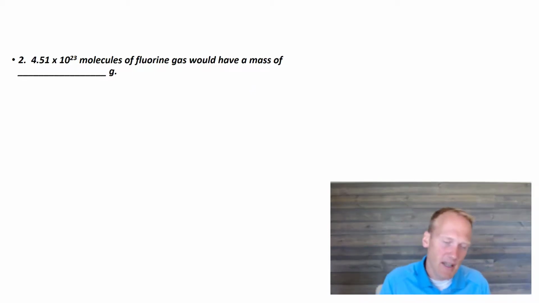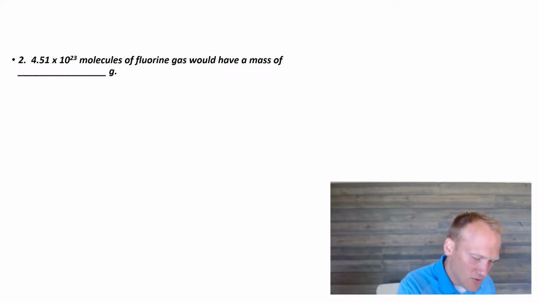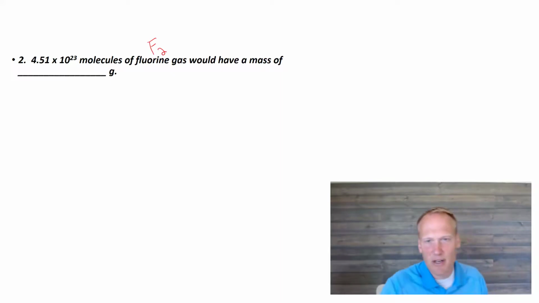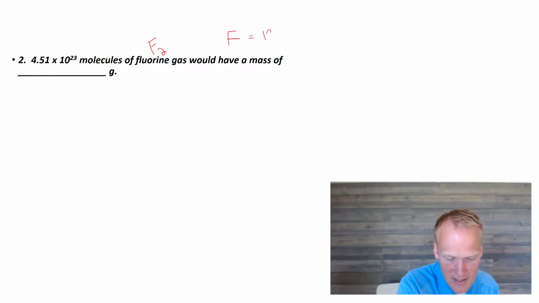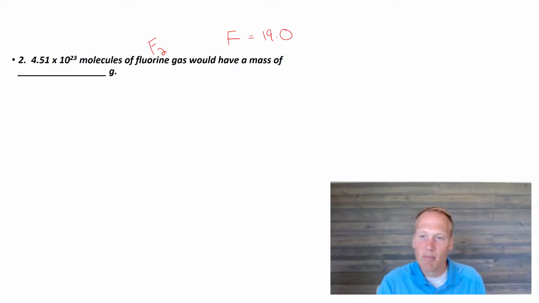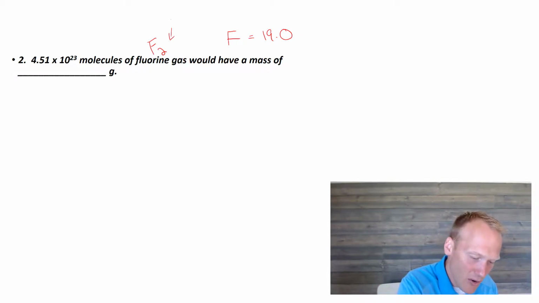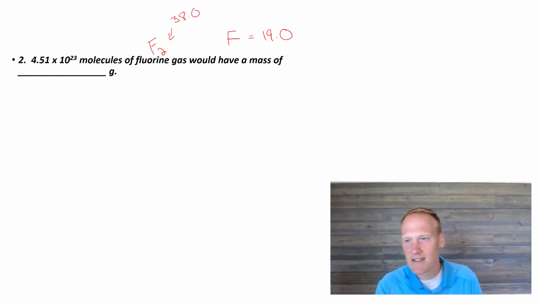Here's another problem. You got 4.51 times 10 to the 23rd molecules of fluorine gas. The trick here is remembering that fluorine gas is diatomic, F2. If you forget that, and you just say that it's F, that means that the molar mass is 19. But because it's diatomic, we know that the molar mass is 38.0. That's going to mess up your math. So you have to be paying attention for diatomic elements. This doesn't include the formula. It's expected that you know that fluorine gas is diatomic.